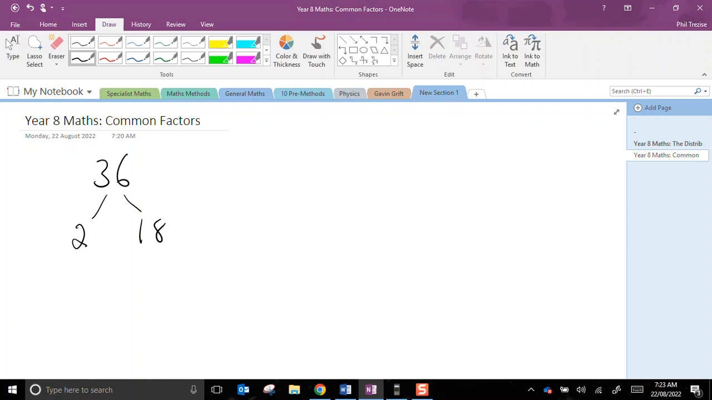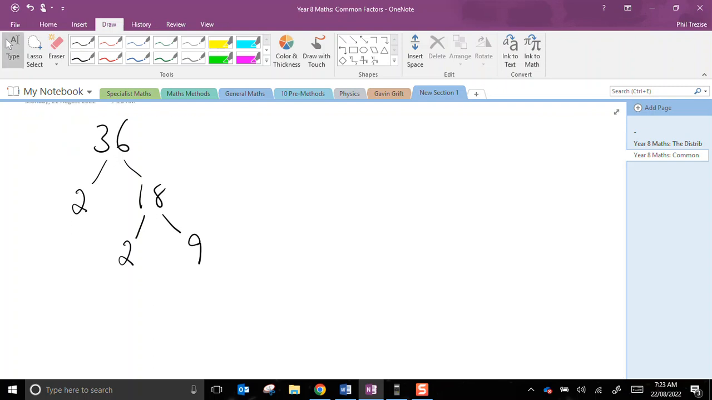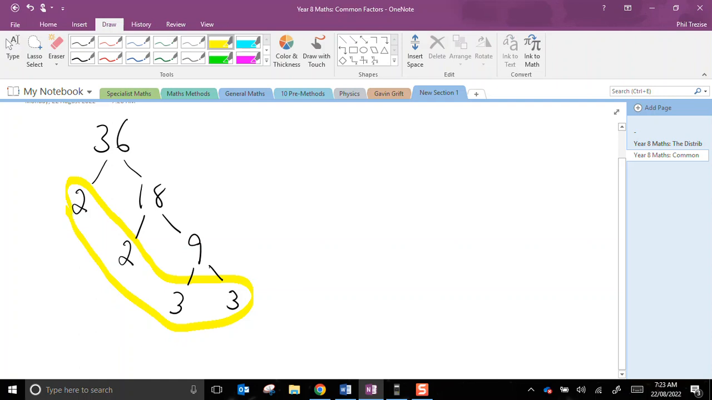What can divide into 18? And remember, don't bother dividing by 1, so it will also divide by 2. 2 into 18 goes 9 times. So another 2 times a 9, well, that means that all the things down the bottom of this list are now factors of 36. We already knew about 2, but 9 is also a factor of 36. Now let's think about 9. 9 won't divide by 2, but 9 will divide by 3, leaving another 3. And now we've ended up with what we call the prime factors of 36.